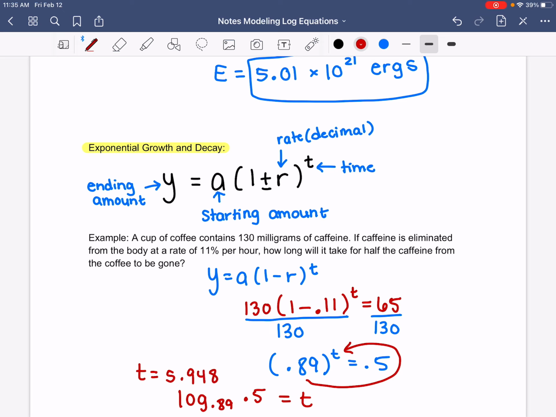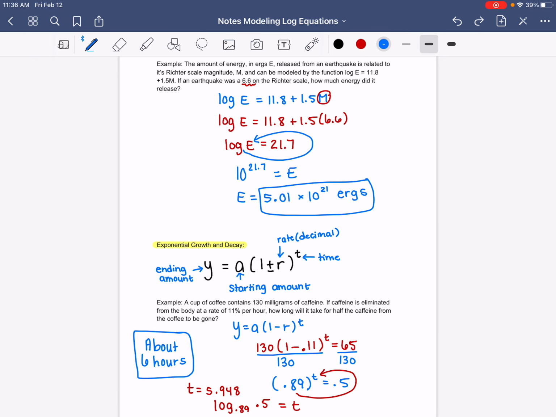So the question asks how long. This is per hour, so we would answer something like about 6 hours. It didn't say an exact amount, it just said how long will it take for half the caffeine to be gone. That's about 6 hours, but if they wanted us to be precise, 5.948.